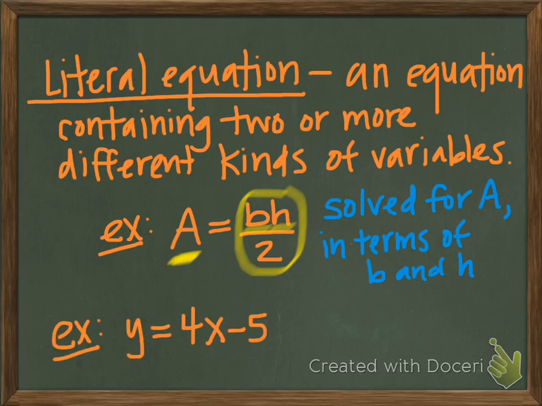Another example of a literal equation would be the equations we were using on Friday when we were solving our simple systems. For example, y equals 4x minus 5. This particular literal equation is solved for y because y is by itself on one side of the equal sign in terms of x. So on the other side of the equal sign is an expression that contains the other variable.